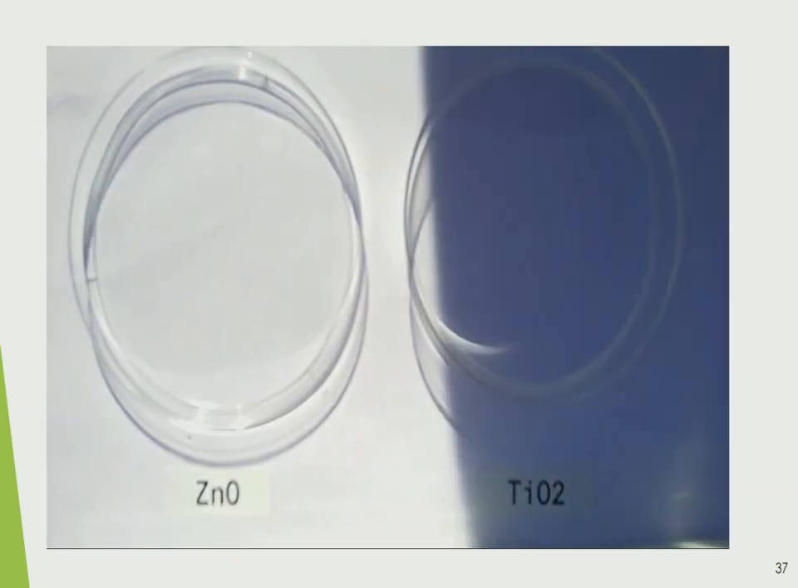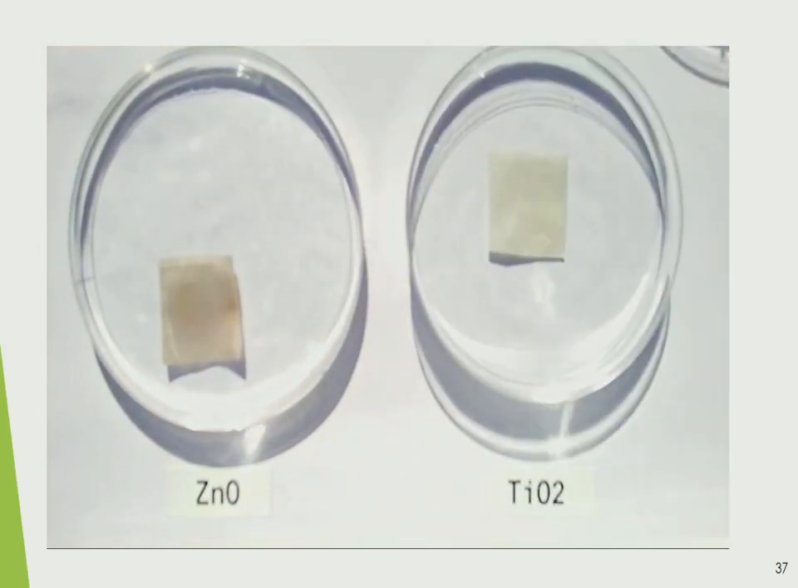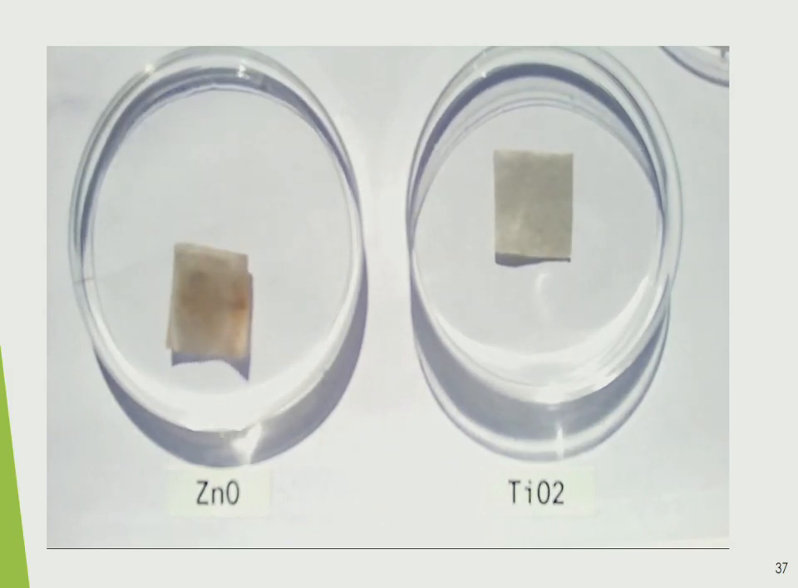All right, so you'll see it right here. We place our samples in. This is a little bit of a sped up video, but you can see that we're actually starting to get silver reducing onto our zinc oxide coated textiles.